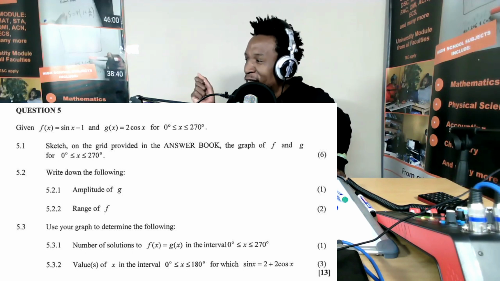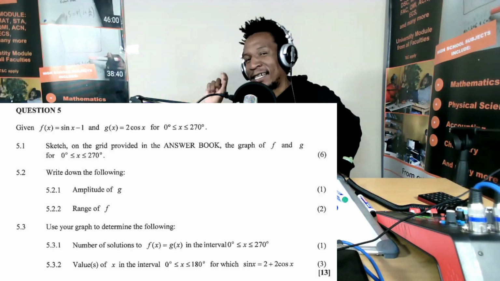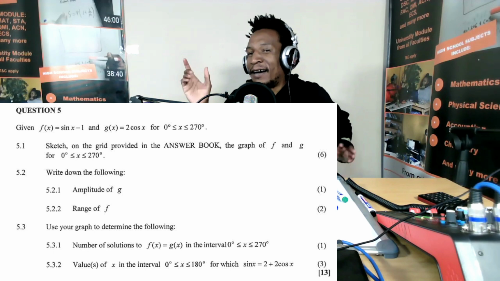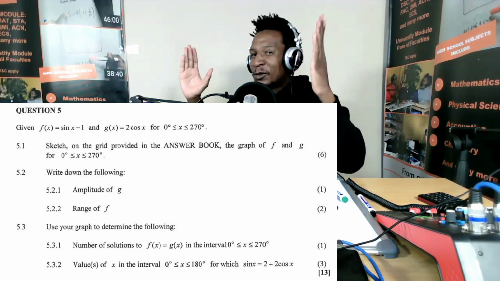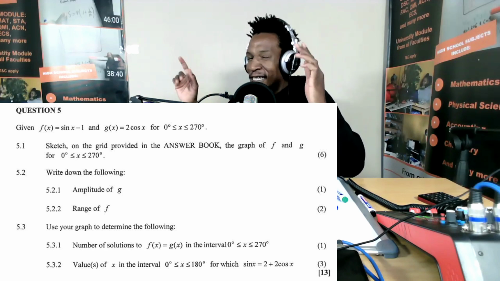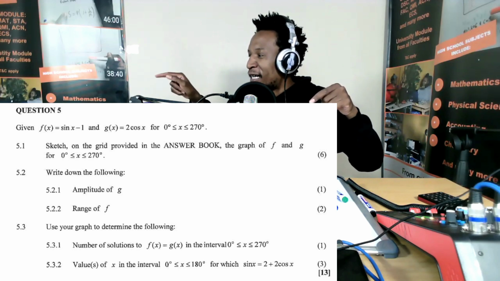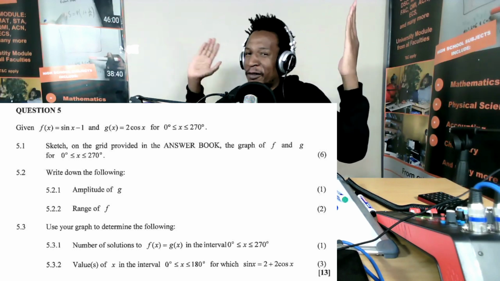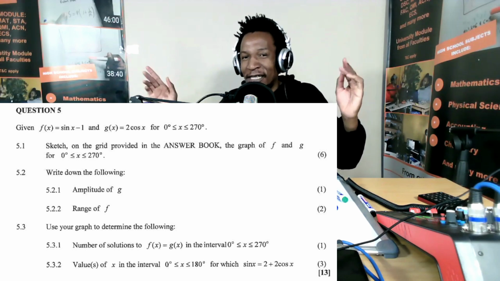And on the question, we are given two functions, f of x and g of x. So f of x is equal to sine x minus 1, and g of x is equal to 2 cos x. And the interval for x should be between 0 degrees and 270 degrees. And then 5.1, we are required to sketch on the grid provided in the answer book the graph of f and g for the very same interval, x being between 0 degrees and 270 degrees.